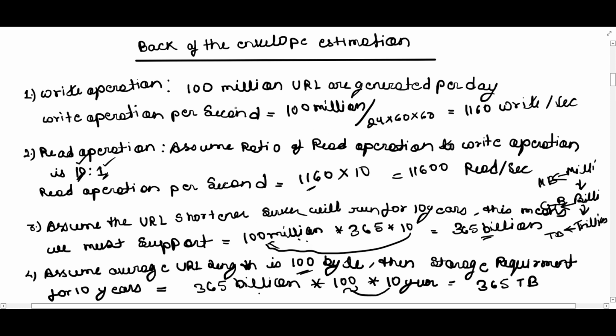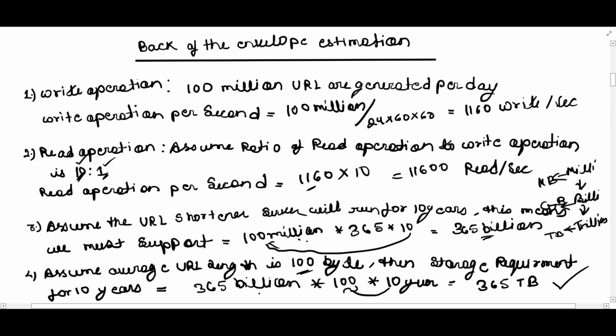So basically, 100 million URLs per day for 10 years, simply multiply 100 million into 10 into 365, where 365 is one year. So it will become 365 billion. And here we are computing the actual storage space. Suppose one record takes 100 bytes, then for 10 years, 365 billion records will come to 365 terabytes. So these many storage space we need. I'll create one separate video to explain in detail how to compute this.